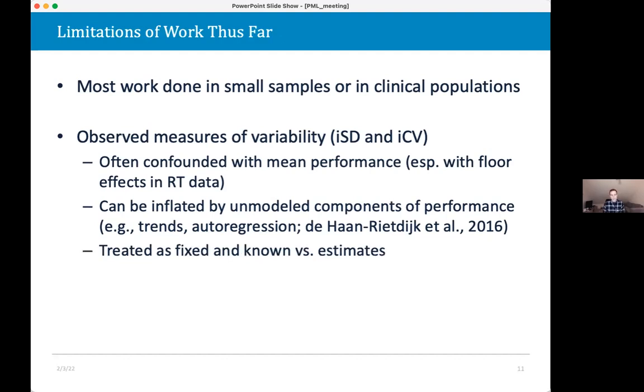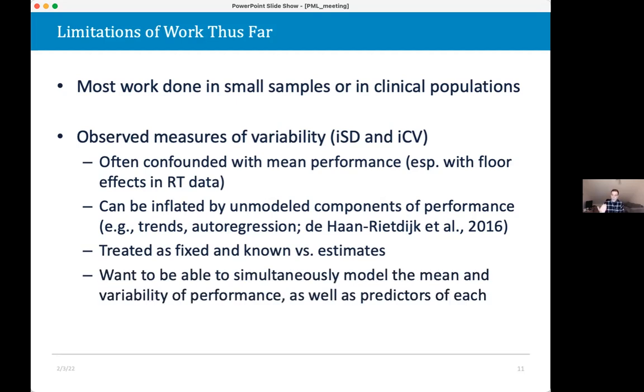They're also, and this is an additional problem, treated as fixed and known versus being estimates of effects. And so when we use them in later analyses, we're not propagating the uncertainty in them that we would like to.